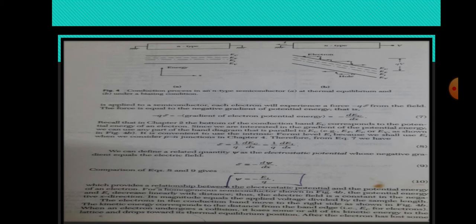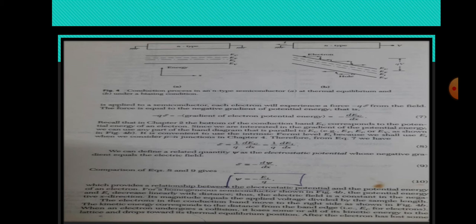When an electric field E is applied to a semiconductor, each electron will experience a force of minus qE from the field. The force is equal to the negative gradient of the potential energy, that is, minus qE is equal to minus gradient of the electron potential energy, which is equal to minus dEc by dx.